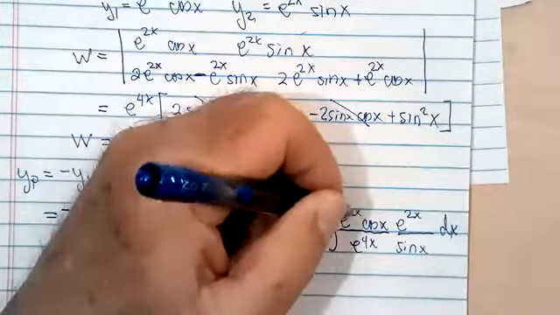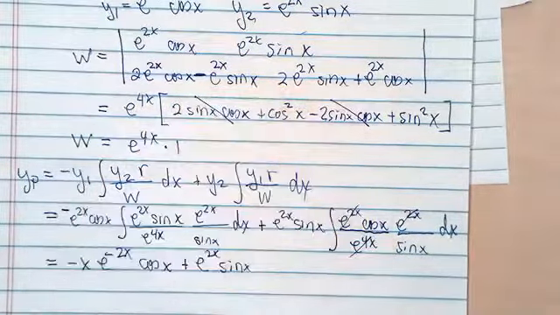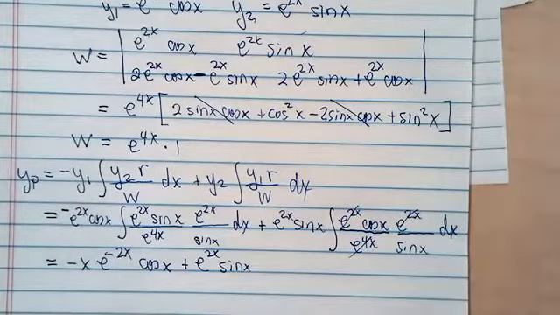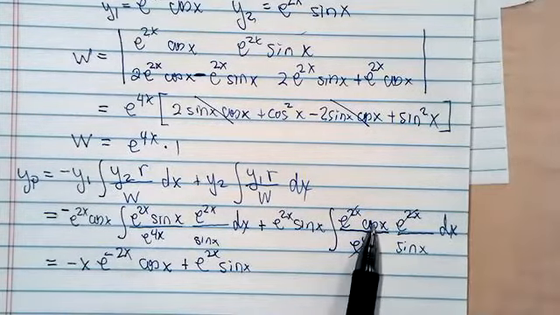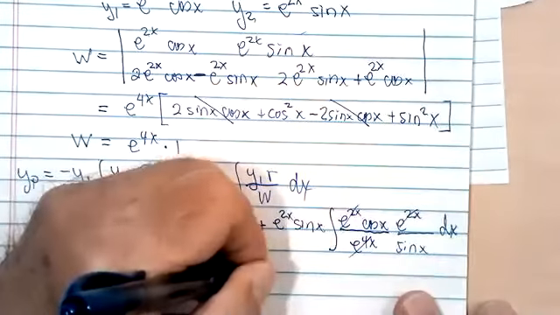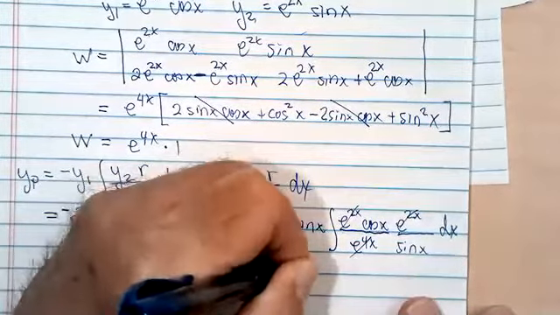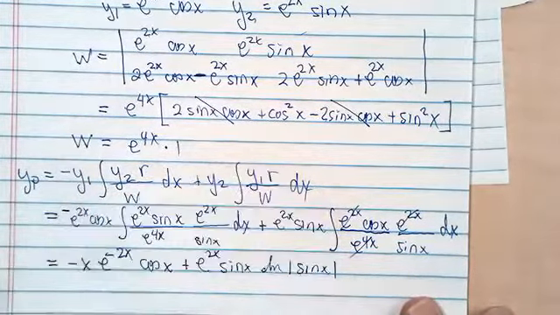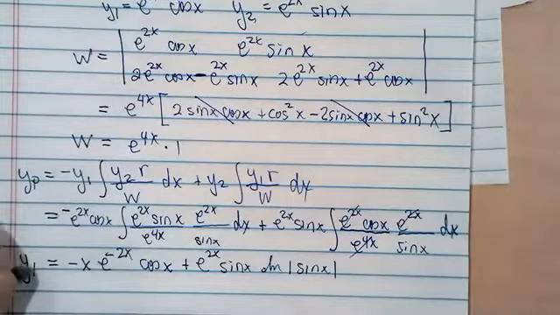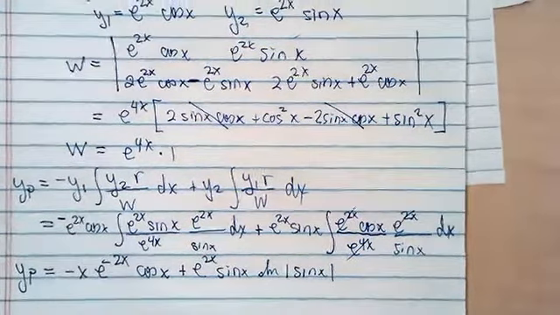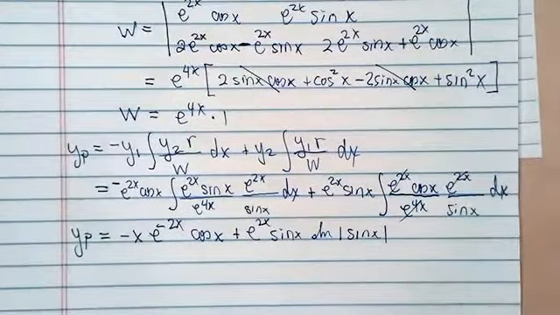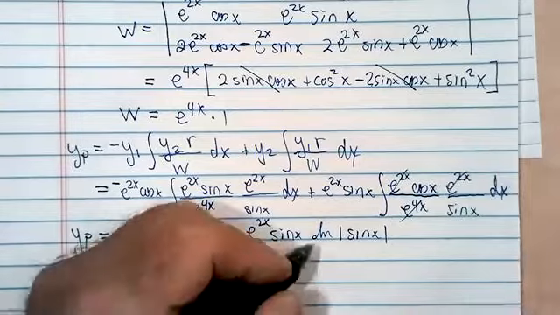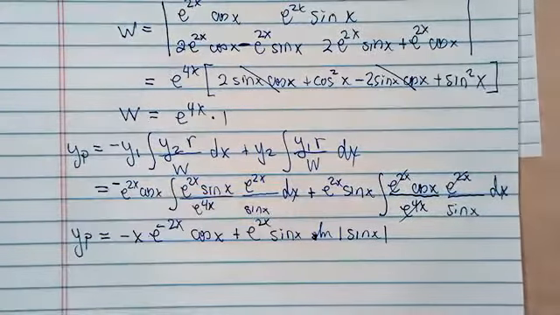This is convenient. e to the 4x divided by e to the 4x is 0. And then we've got sine on the bottom and cosine on top. Well, the derivative of sine is cosine, so this is a logarithmic form: natural log, absolute value, sine of x. So as horrible as it looked along the way, it did turn out to be something fairly nice.